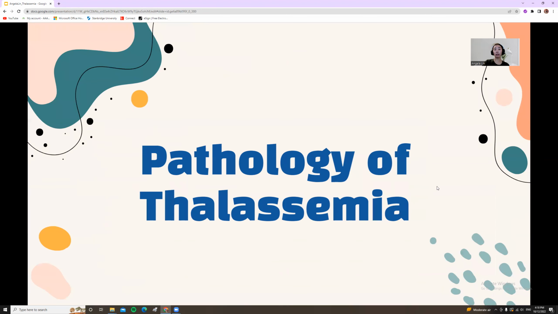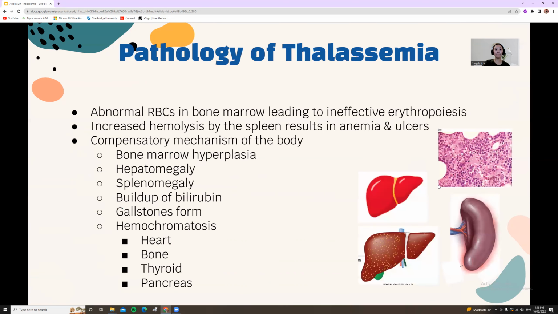Now we're going to talk about the pathology of thalassemia. So with reduced or absent globin production, the resulting hemoglobin molecules are abnormal, and abnormal red blood cells are then produced in the red bone marrow, which will go through ineffective erythropoiesis, causing red blood cell count to be lower than normal. An increase in hemolysis can occur due to the destruction of abnormal red blood cells by the spleen, resulting in anemia and ulcer. As compensatory mechanisms of the body, bone marrow hyperplasia occurs due to an increased production of immature red blood cells.